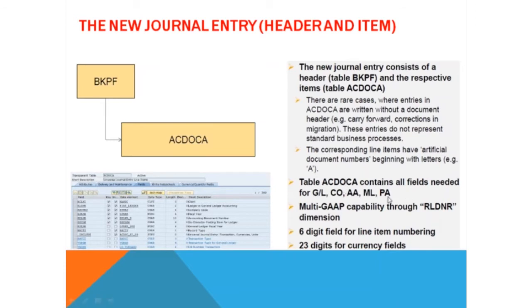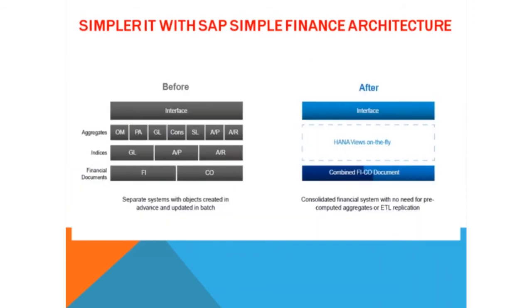The table ACDOCA contains all fields needed for general ledger, controlling, asset accounting, material ledger, and profitability analysis. These are very important modules. There is multi-GAAP capability through the R, L, D, and R dimensions. These are different dimensions you can see in reporting. There is a 6-digit field for line item numbering and 23 digits for currency fields. This is also a very good breakthrough from a technical perspective. I'm just giving you a scenario. Once you get there, you will get to know why the universal journal gives you very good reporting capability.